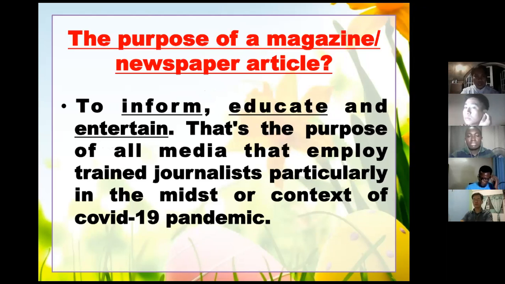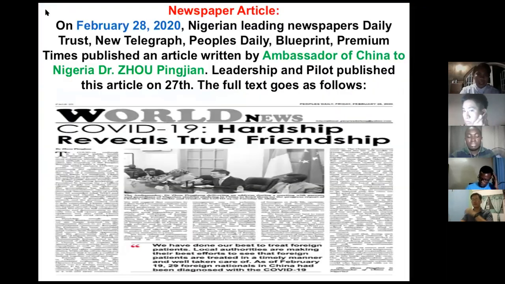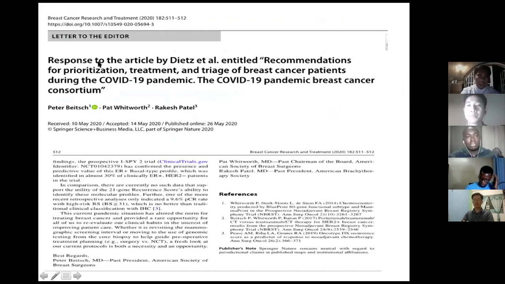This is an example of an article. The title of the World News: COVID-19 Hardship Reveals True Friendship. This is part of the title of the article. The other one, this is the title of an article, in response to the article of Diet et al. entitled Recommendation for Prioritization, Treatment and Treats of Breast Cancer Patients during the COVID-19 pandemic.